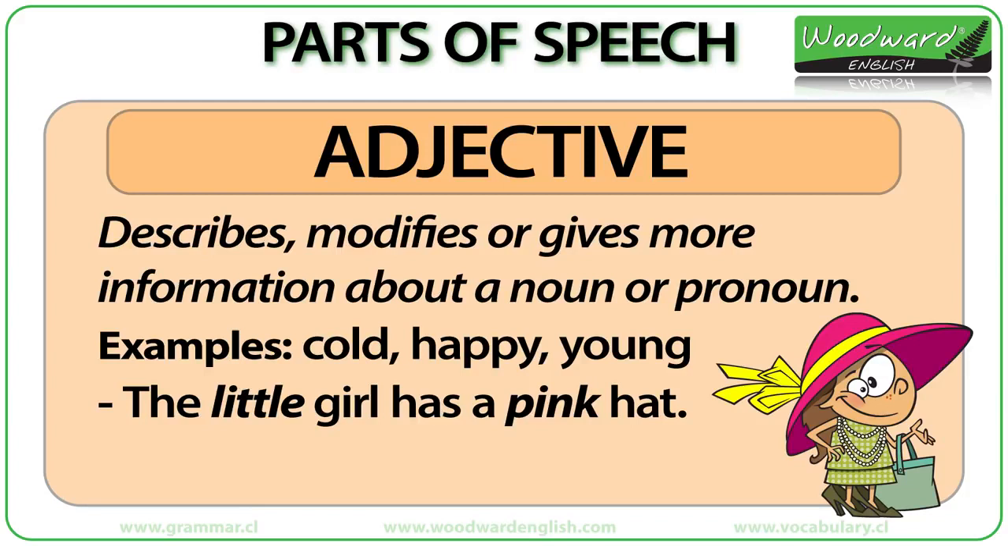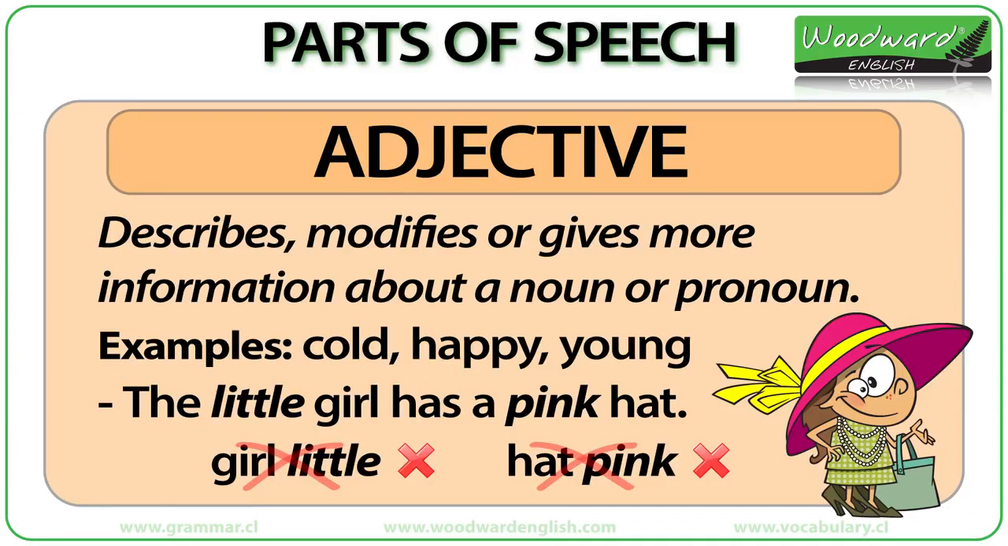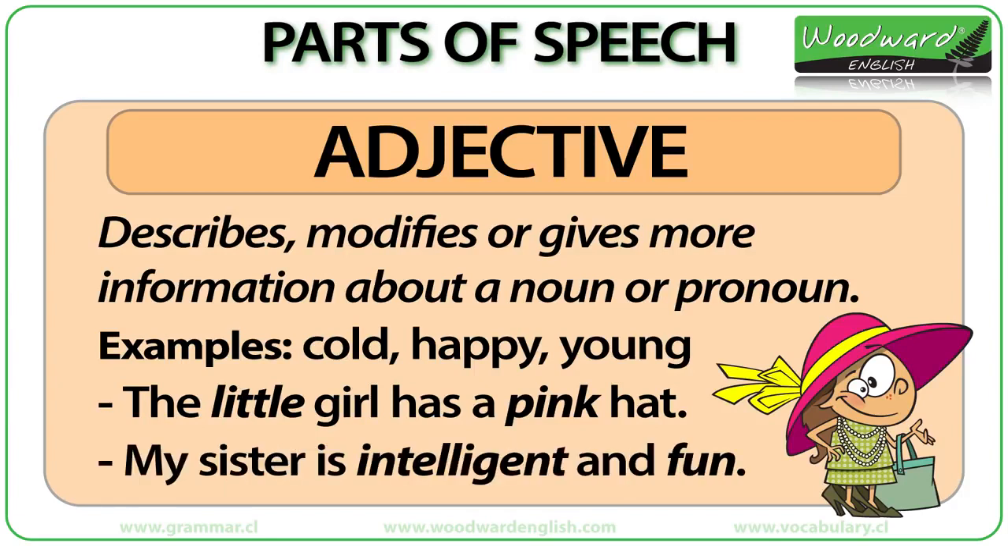When there is a noun, the adjective goes before the noun in English. We don't say the girl little. No, we say the little girl. We don't say the hat pink. No, we say the pink hat. Another example. My sister is intelligent and fun. Intelligent and fun are adjectives because they describe my sister.